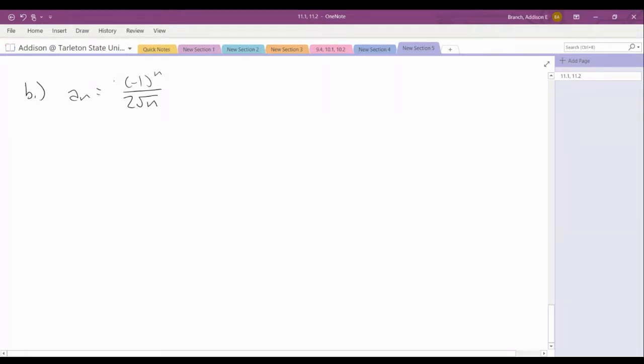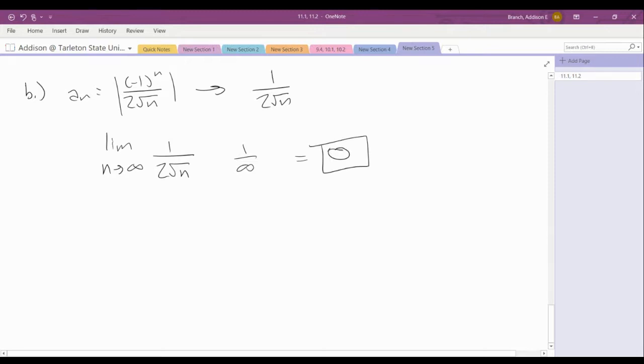So if we take the absolute value of this, we're going to get 1 over 2 to the square root of n, because that negative 1 of course just goes to 1 automatically. So when we take the limit as n approaches infinity of 1 over 2 to the square root of n, we get 1 over infinity, so therefore 0, and therefore we can say that this sequence converges to 0.